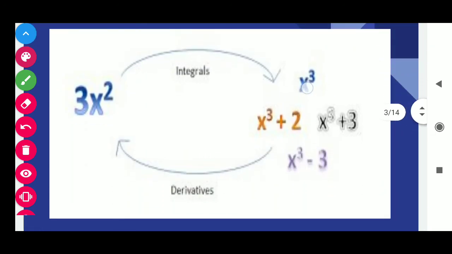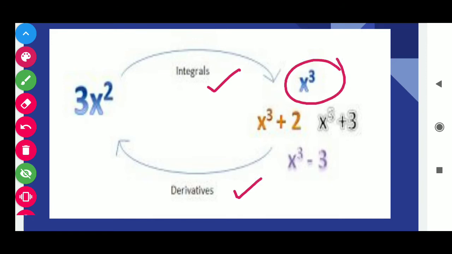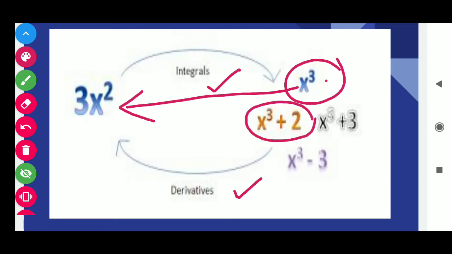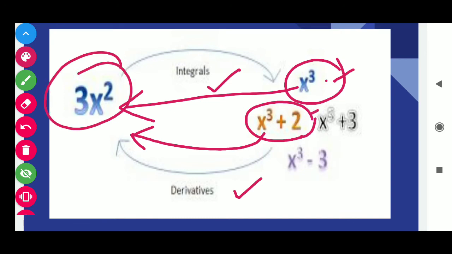Now students, here you can see the relation between integrals and derivatives. Suppose we have a function x cube. What is the derivative of x cube? The derivative of x cube is 3x squared. And if you have x cube plus 2, then its derivative is again 3x squared, as the derivative of 2 is 0. So in both cases we get the same result. Similarly, if we have x cube plus 3, x cube minus 3, x cube plus 1, all derivatives are 3x squared.